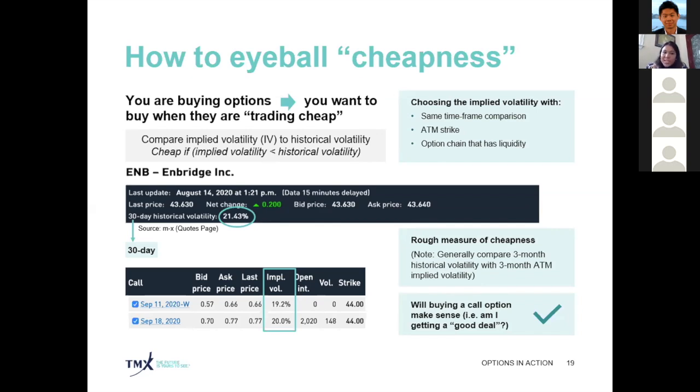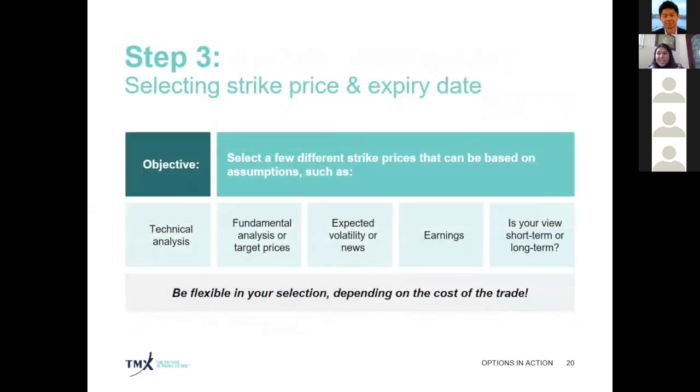We're ready to go ahead and select the strike price and expiry date. Now this is very much an art and a science, where it can be based on a lot of different things: technical analysis, fundamental analysis or target prices, expected volatility or news or earnings, for example. Also, what is your view? Is it short-term? Is it long-term? And at the end, you want to be flexible enough in your selection, because at the end of the day, it's going to depend on the cost of the trade.